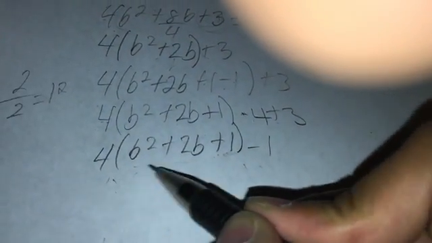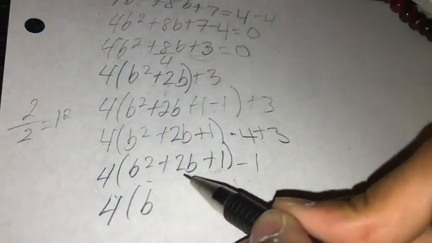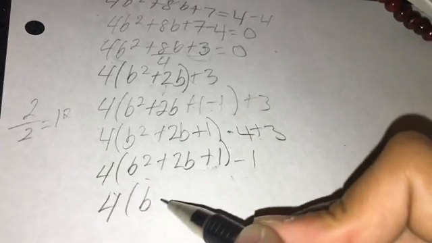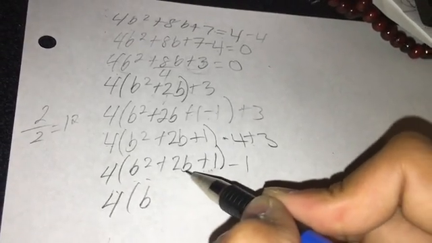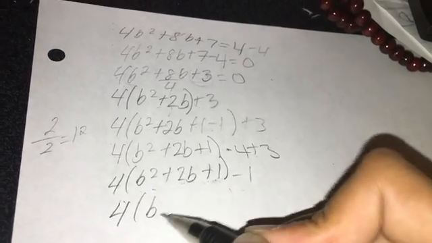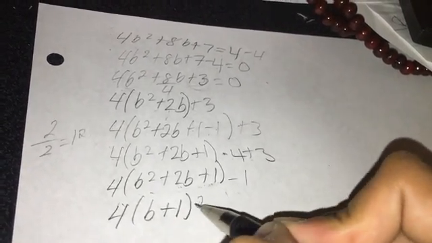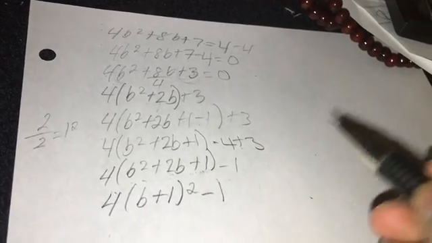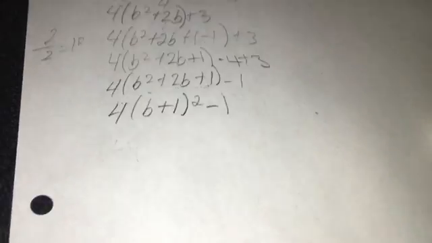Now once you've done that, we're going to simplify this equation. So it's going to be 4b. So now we have a 1 and we have a 2. So we know that 1 times 1 gives you 1 and 1 plus 1 gives you 2. So it's going to be b plus 1 squared minus 1. So that is how you do completing the square.